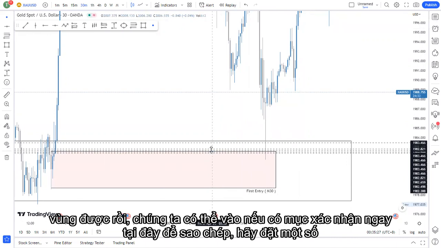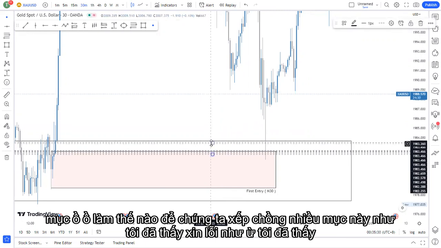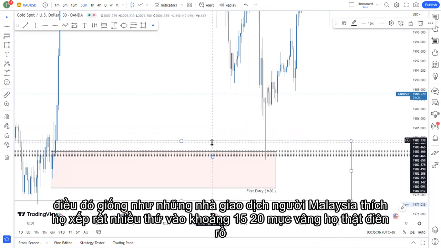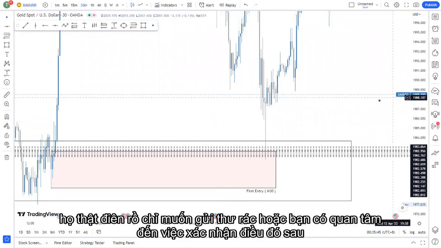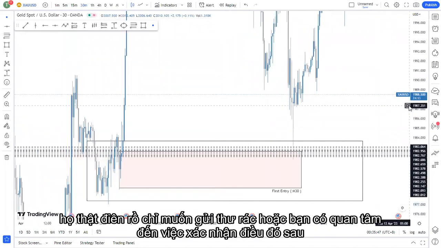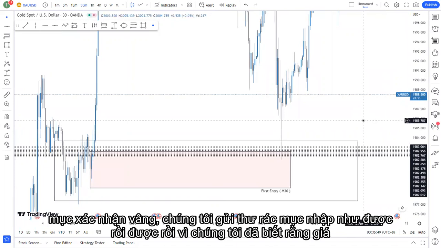Okay, let's put some entry. Oh wow, how do we stack this many entries? I've seen Malaysian traders stack so many entries, like 15, 20 entries. They are crazy. Are they just spamming it, or do you take confirmation entries in that? Yeah, after the confirmation entry, we spam the entry, like bam, bam, bam, bam, bam.